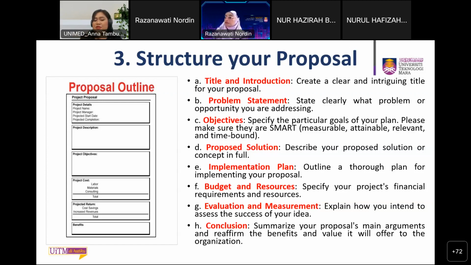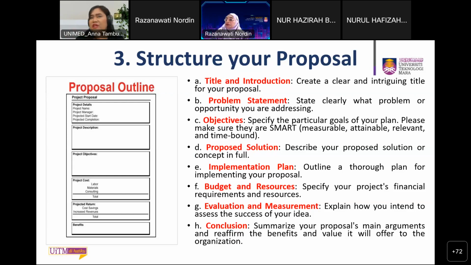And then in the proposal, you should write the conclusion. Summarize the main points of your proposal and restate the benefits and value it will bring to the organization. So you can end your proposal with a call to action, clearly stating what you are seeking. For example, approval, support, and then funding.